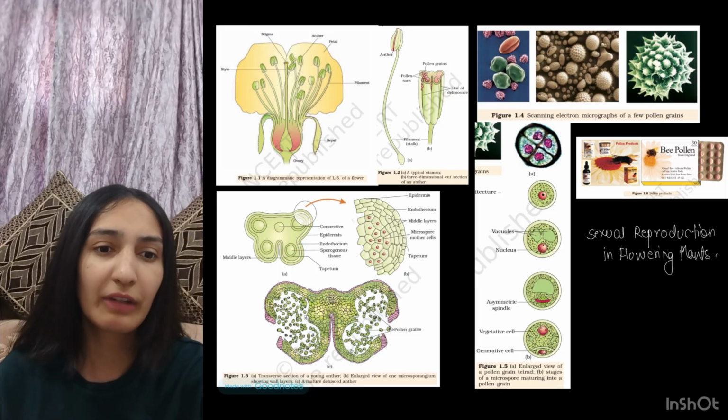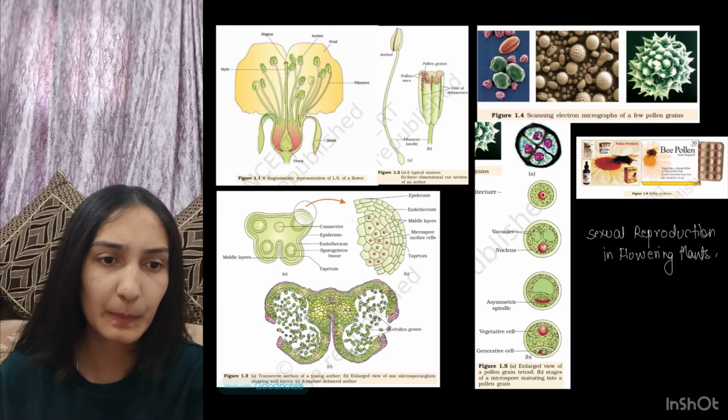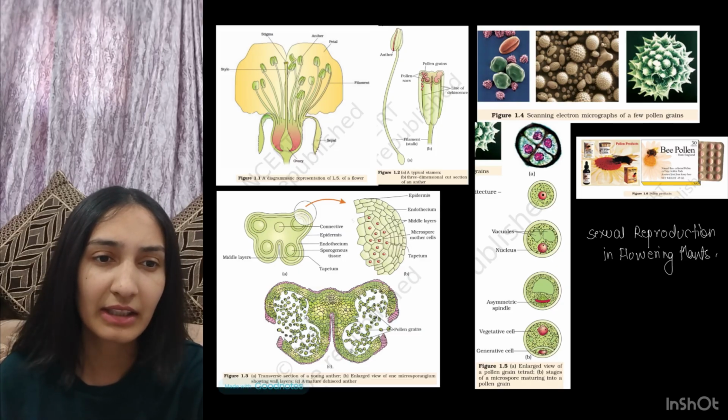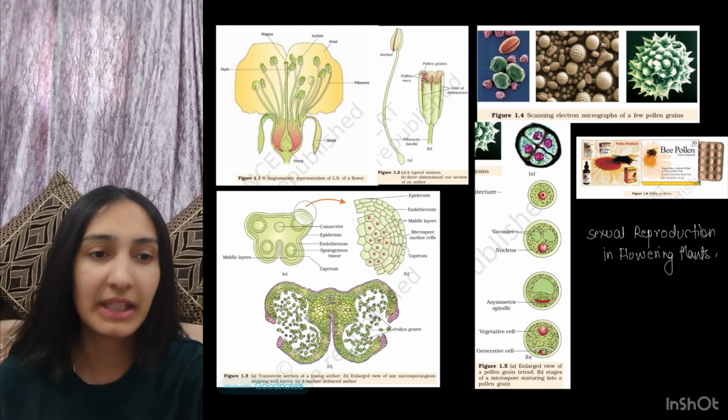Next, look at figure 1.3. This is a TS of a young anther. So, in A you can see the labelings: connective, epidermis, endothecium, sporogenous tissue, tapetum, and the middle layers.